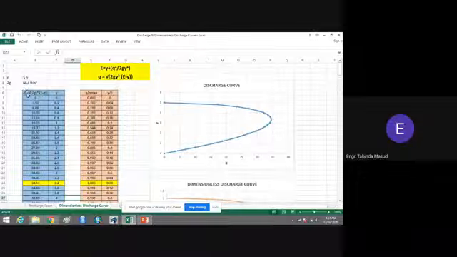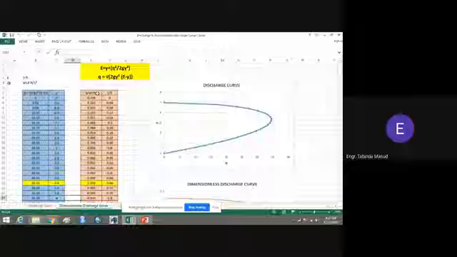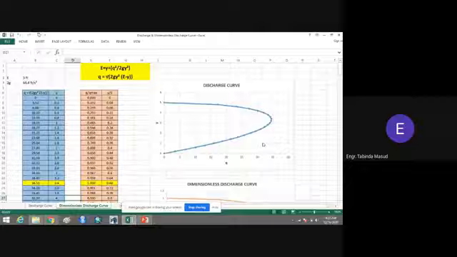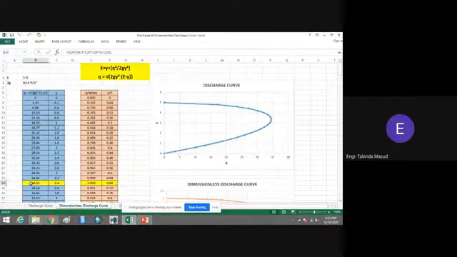We will divide this value of q by q maximum. So where is the value of q maximum? First of all, you have to look for it here. From the figure you can see that here we have the maximum value of the discharge, or from the table, if you look, this is the maximum value: 34.45, then 34.51, and it is again decreasing to 34.18. So the maximum value is 34.51.